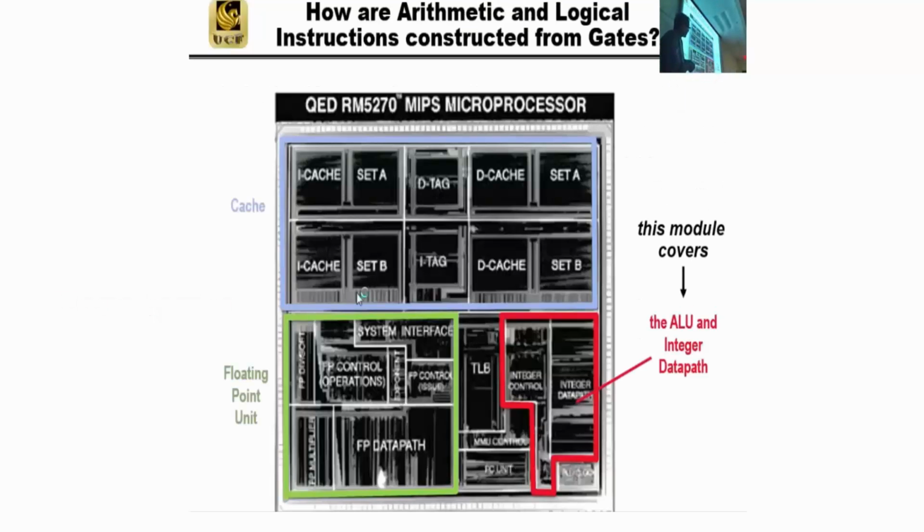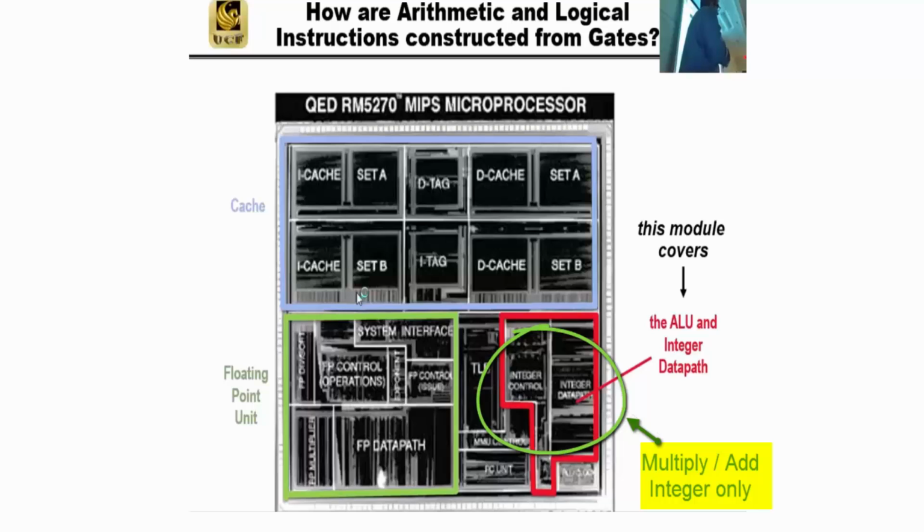Where are we in the chip? We're inside the ALU. Right now we're doing integer. Fractions and decimals are going to be the next module. So right now we're designing add, multiply, and so forth. They're all integer. The next module we make them fractions and decimals.